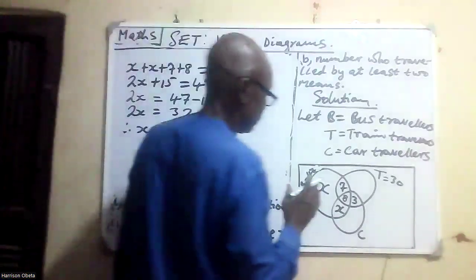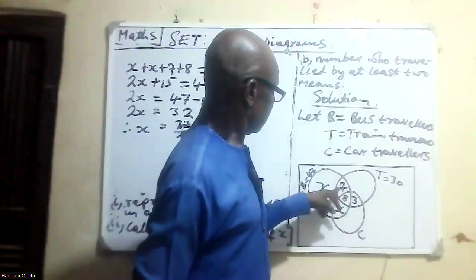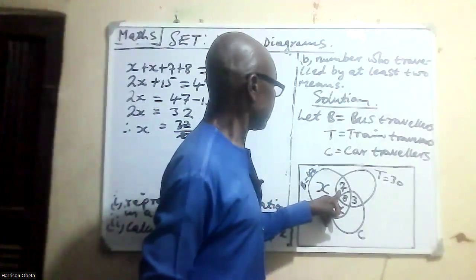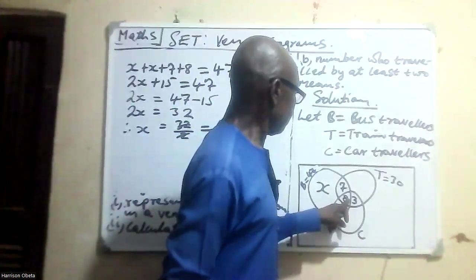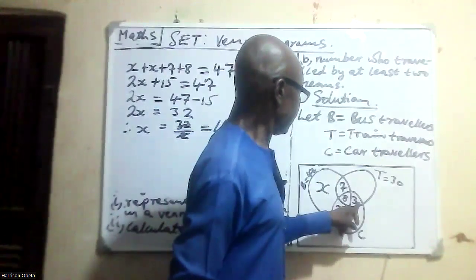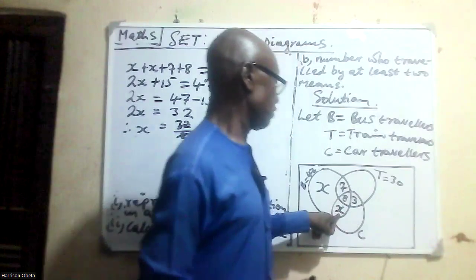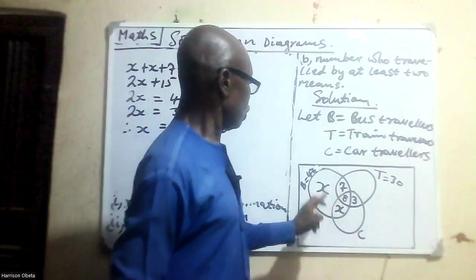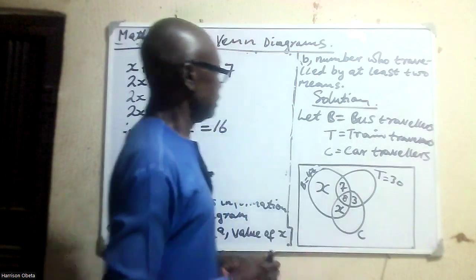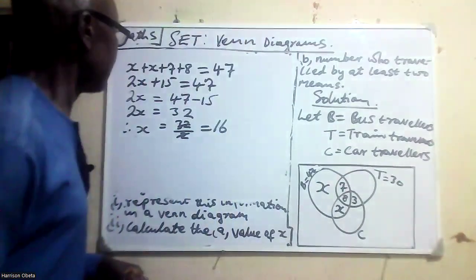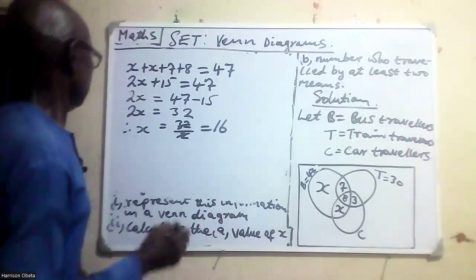So, in other words, if we check, we discover that 7 traveled by bus and train, 8 by all of them, 3 by train and car, and then 16, which is the value of x, by bus and car. So we are going to add 1, 2, 3, 4 to get the number of travelers that traveled by at least 2.